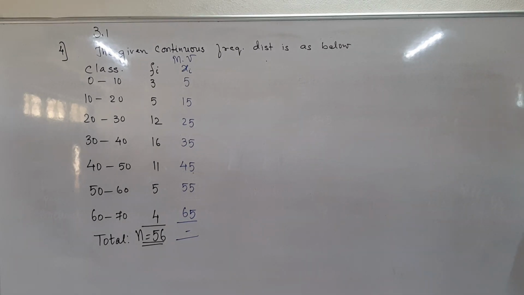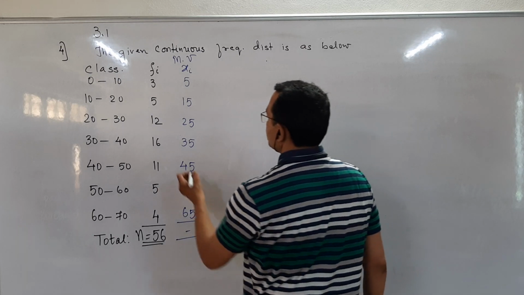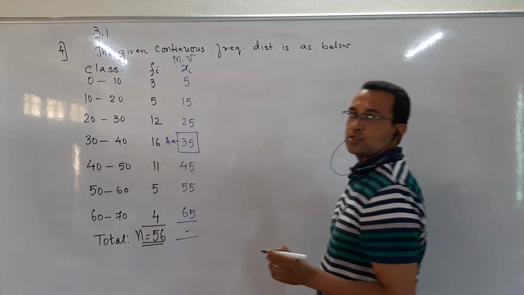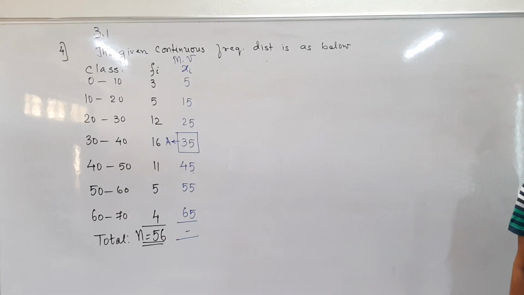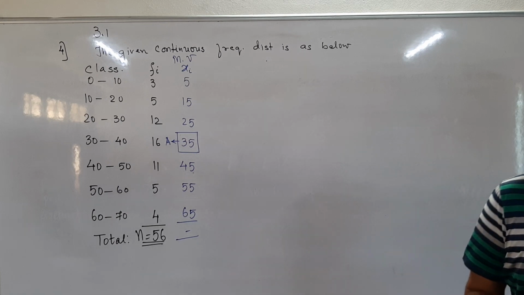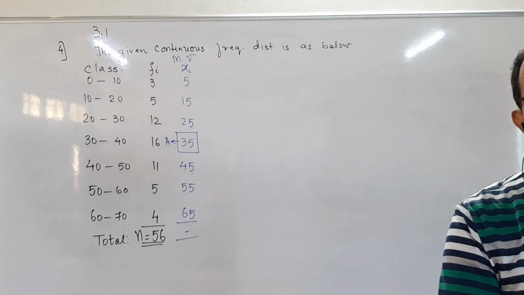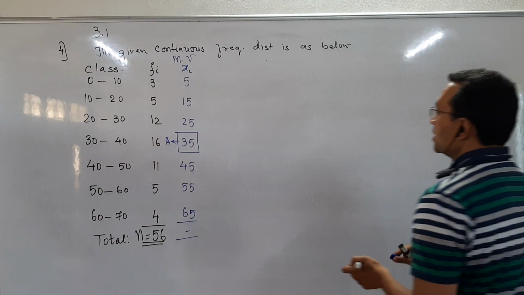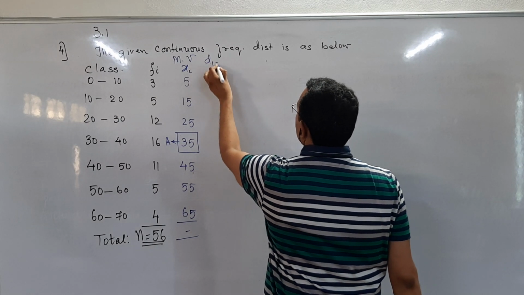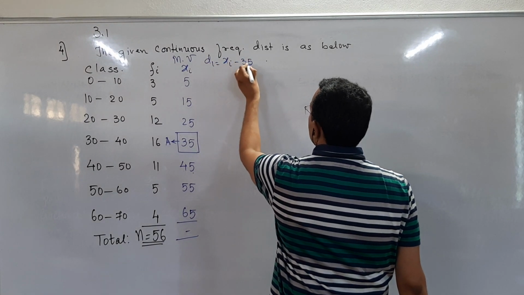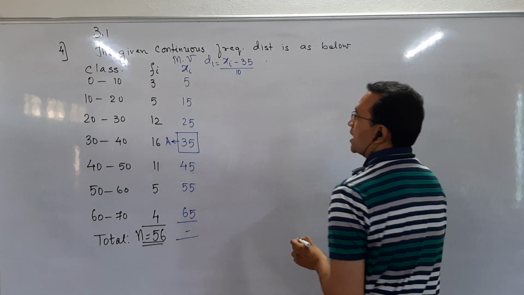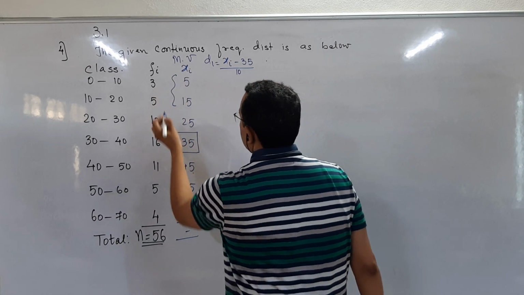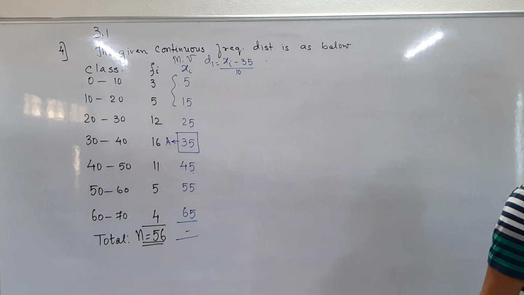And that assumed mean, generally we take a middle value in the column of xi. So all those who don't know what an assumed mean is, pay attention. Whenever it is a continuous frequency distribution, we take the assumed mean as one of the mid values, and that is the central value. Now I define di is equal to xi minus a upon 10, because class length is 10. Always remember, the easiest way to locate class length is the gap between two consecutive mid values.